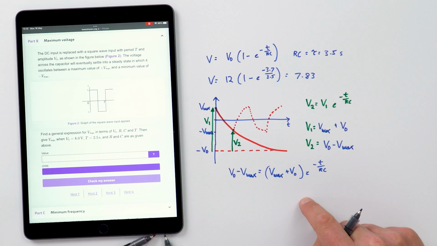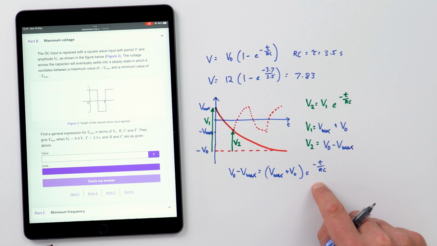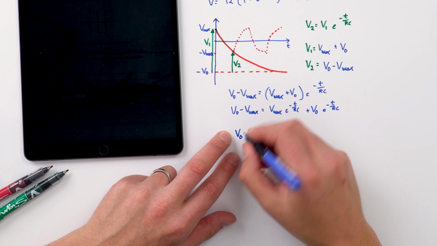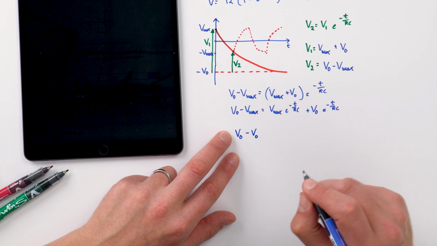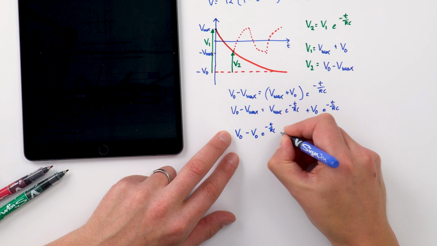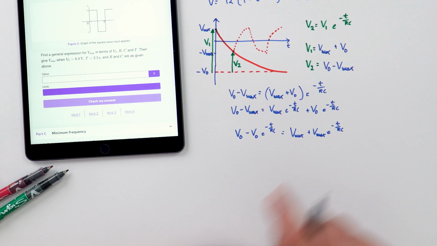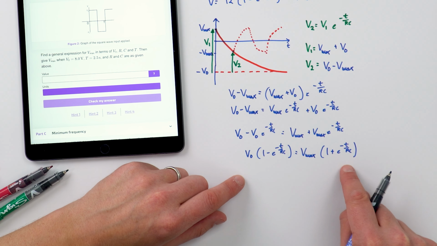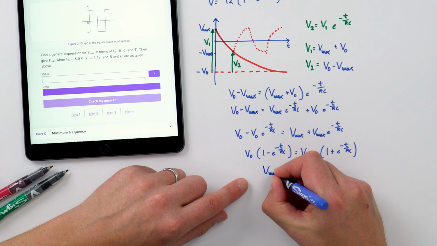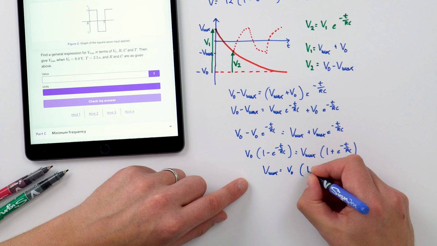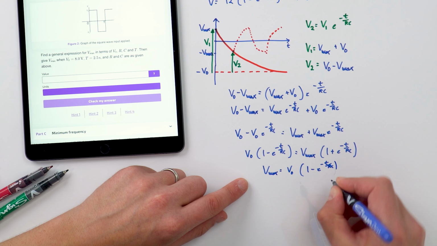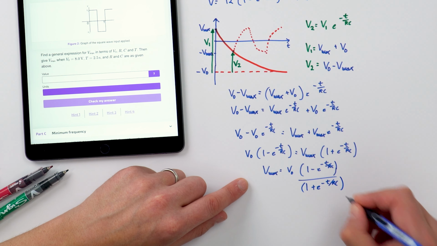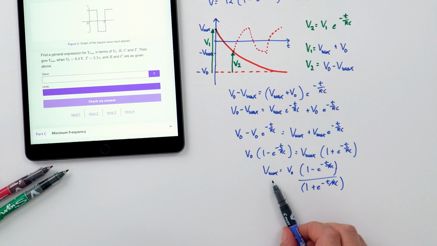What we can now do is a bit of work with this. If we multiply out the brackets and collect like terms on each side, we can say that V0 minus V0 e to the minus t over RC is equal to Vmax plus Vmax e to the minus t over RC. We can put in some brackets, and therefore Vmax is going to be equal to V0 times 1 minus e to the minus t over RC divided by 1 plus e to the minus t over RC. So this is the expression which tells us the value of Vmax.